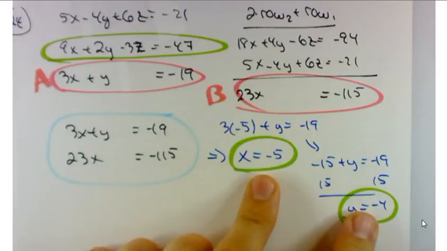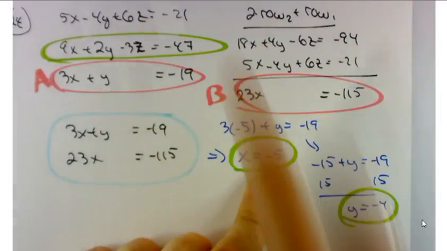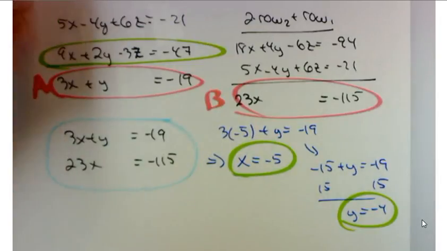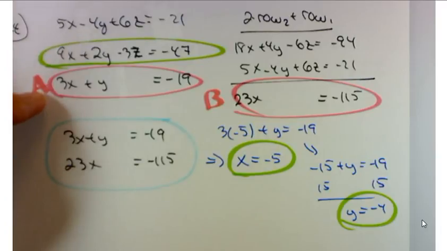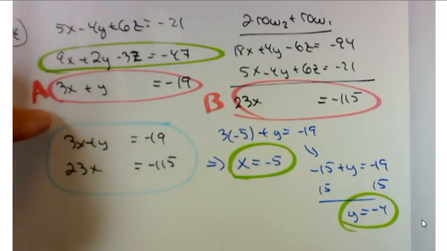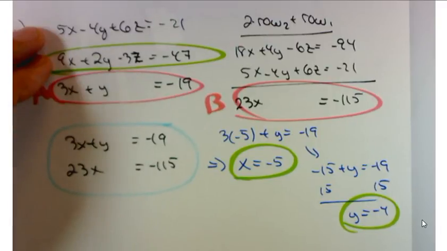Take x and y and substitute it in one of these first two equations. Why one of the first two, not the third one? Yeah, there's no z here. You wouldn't be able to solve for z if you plugged in because there's no z. So substitute in one of the first two. I'm just going to take the top one.